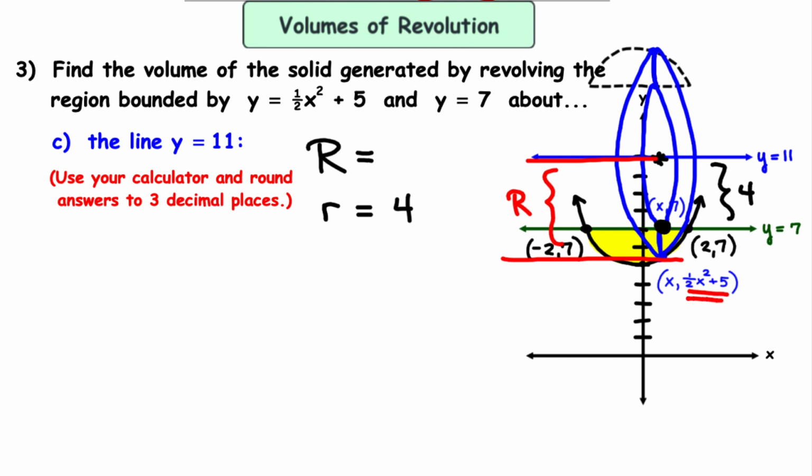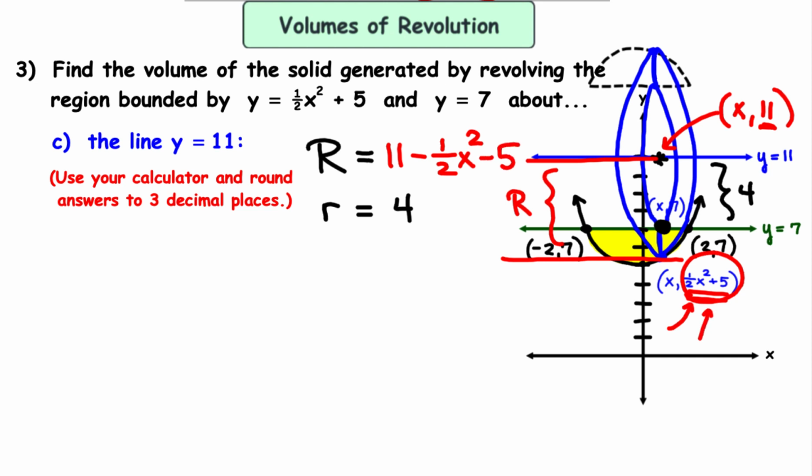Here's the bottom. The top point, which by the way I never labeled, is x comma 11. So the outer radius will be 11 minus this binomial, which is going to be 11 minus 1/2 x squared minus 5, because the minus gets distributed into both of these. Well, 11 minus 5 is just 6, so let me clean that up. As always, I want to show my work. You don't want to just simply put things into the calculator and hope that you press the buttons the right way and maybe get no credit.